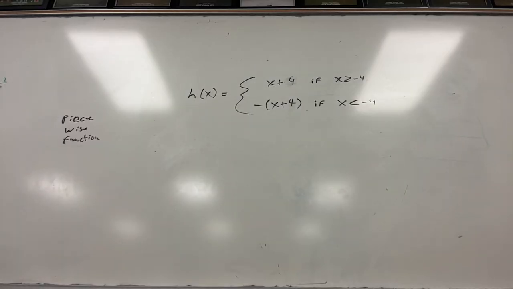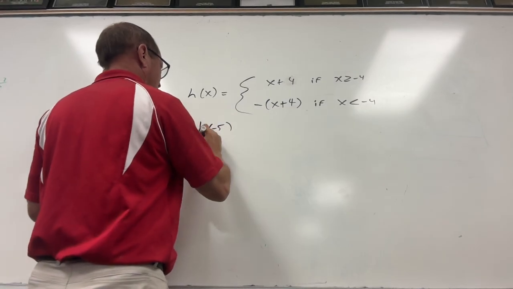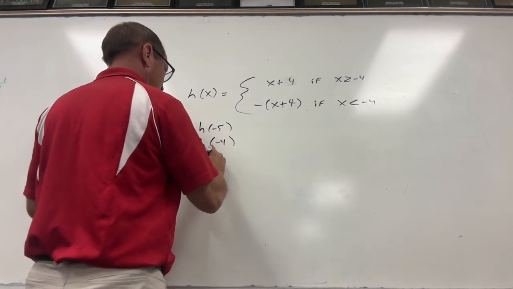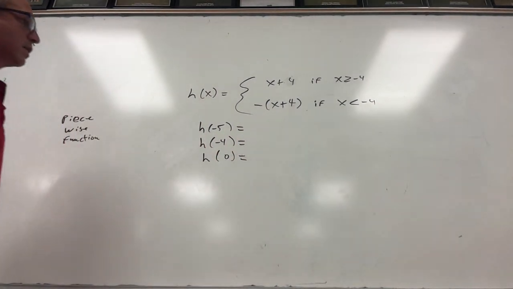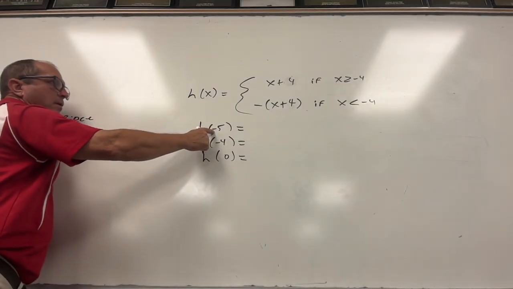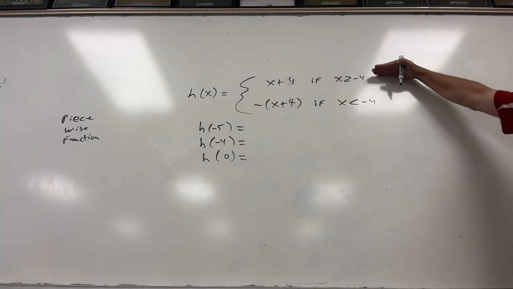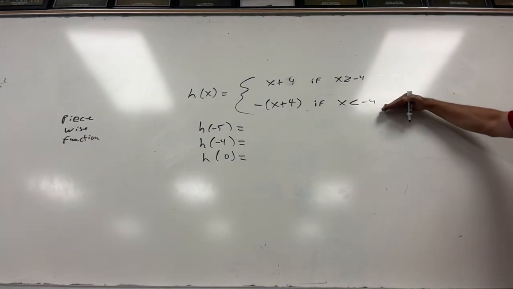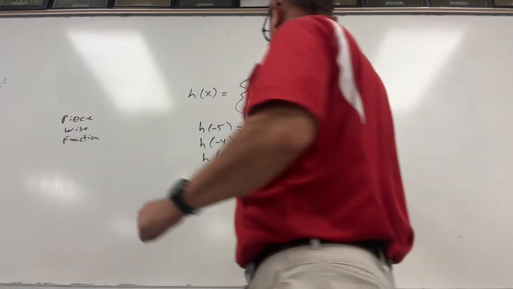So let's find h of negative 5, h of negative 4, and h of 0. All right, so looking at negative 5, this is my domain value. According to my equation, which one does it match? Is negative 5 greater than negative 4? Is it less than negative 4? Less than negative 4. So I use the bottom equation for this one.